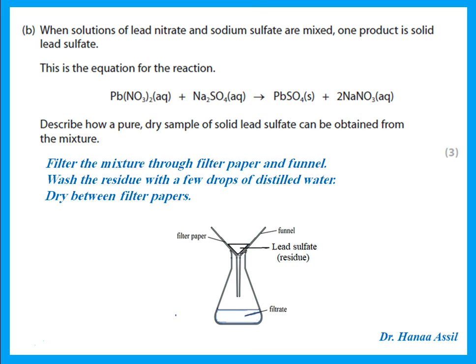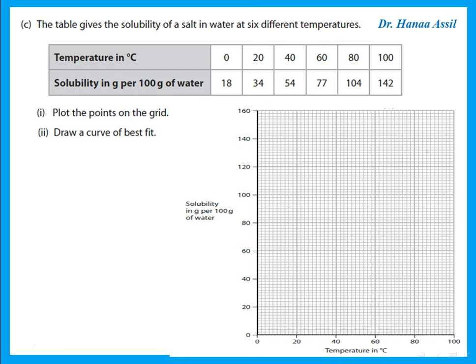This is what we call a precipitation reaction, and this is the method to obtain an insoluble salt from soluble reactants. So both lead nitrate and sodium sulfate are soluble. I add them together, they give me a precipitate, then we just filter and wash and dry the residue.